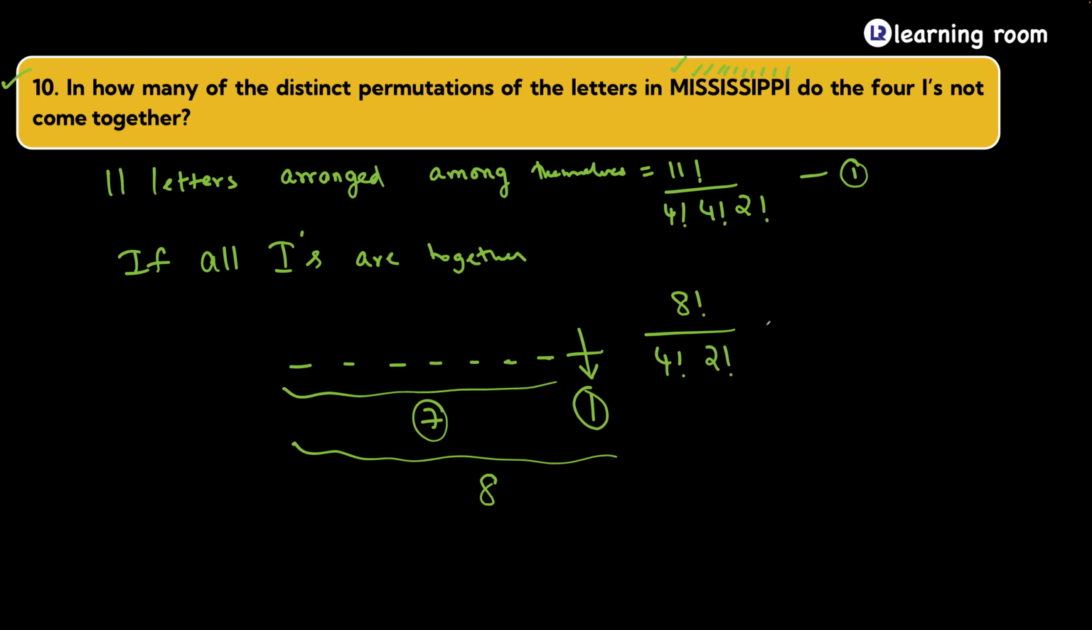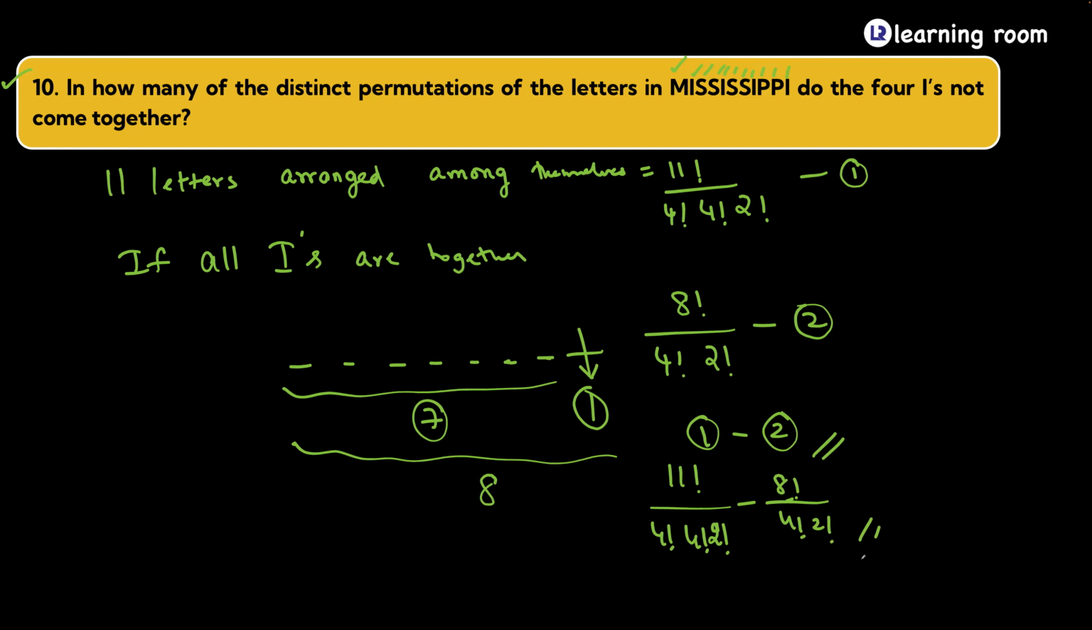Okay. So what is the meaning of this? The first one is using all the letters. The second one is a specific case. What is it? Where all the I's are together. But what is the question expecting? They don't want I's to be together. Means you need to do 1 minus 2. That will be the answer. So basically, it will be 11 factorial divided by 4 factorial into 4 factorial into 2 factorial minus 8 factorial divided by 4 factorial into 2 factorial. Make sense? Did you understand?